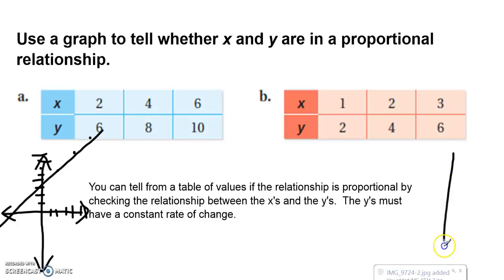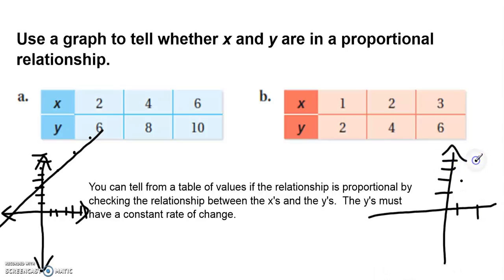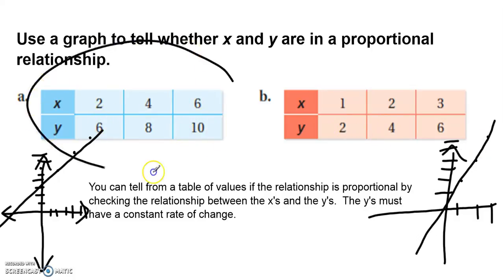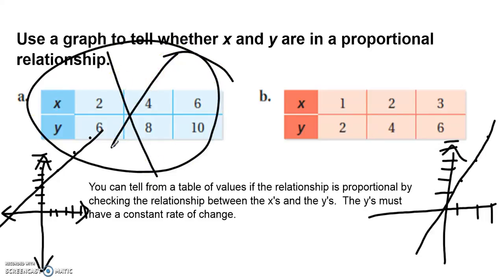And then over here, we have 1 up 2. We have 2 up 4. And we have 3 up 6. And that one does go through the origin, even though it's a little off just because my drawing was so bad. But you can also just look at the table and know. So your y's must constantly change, but as you can see, these ones have a constant rate of change, and so do these. But this one is not proportional, and this one is.